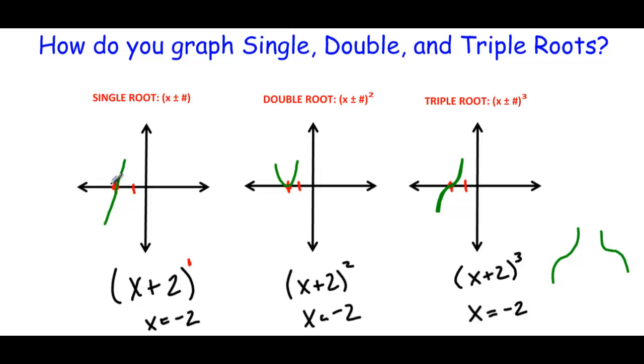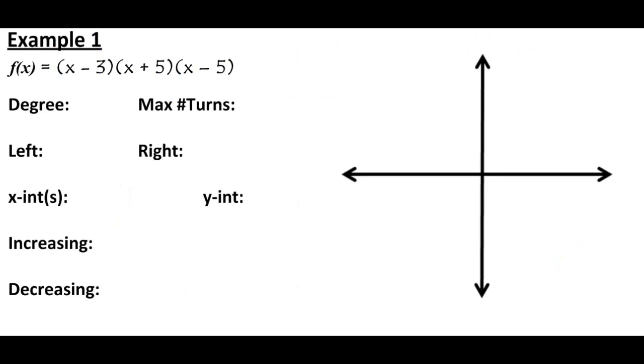So that's what a single root looks like, a double root, and a triple root. Now these could be facing in a positive direction or a negative direction, but we'll know that more from the problem. So we're going to go through three examples. Our first one is f of x equals x minus 3 times x plus 5 times x minus 5. So I'm going to give you everything in its factored form because it'll make the problems a lot easier. We're going to spend time at the end of the chapter starting in an unfactored or standard form and then converting it to this form.